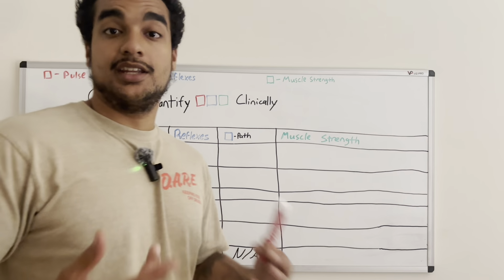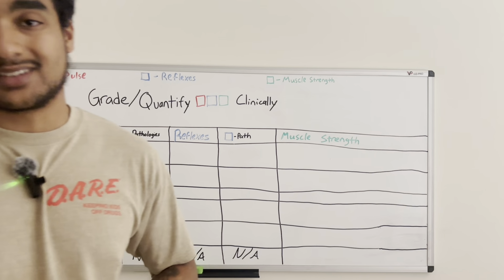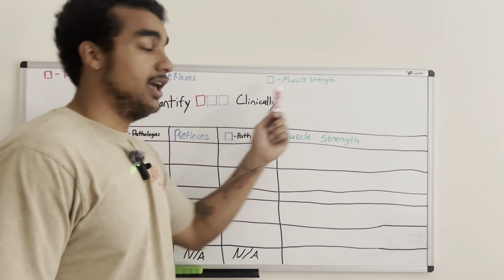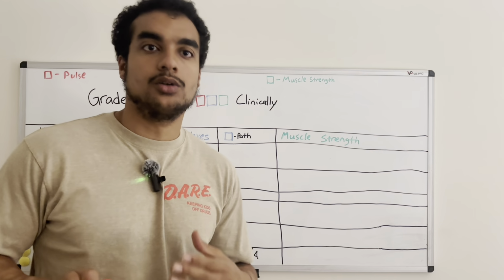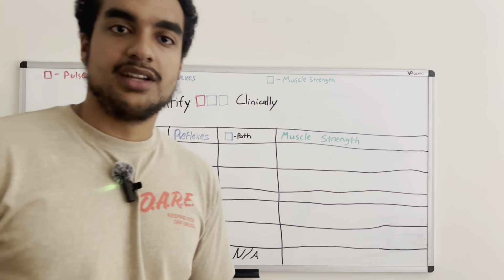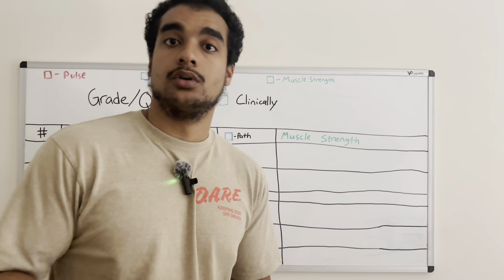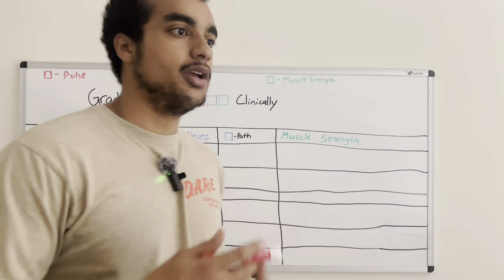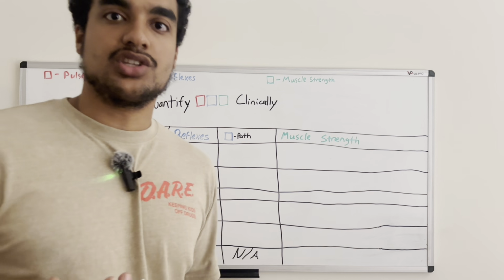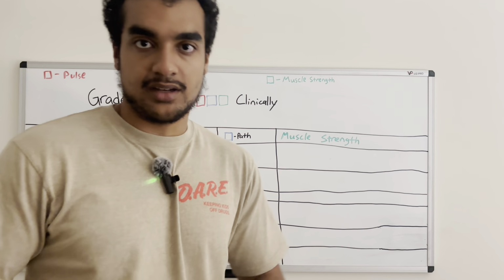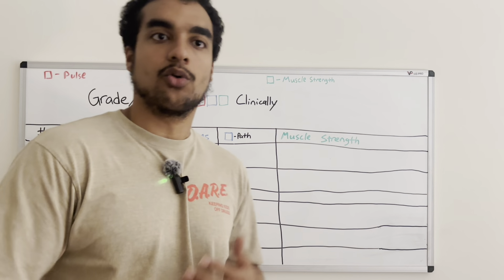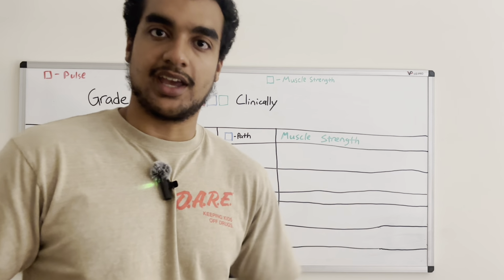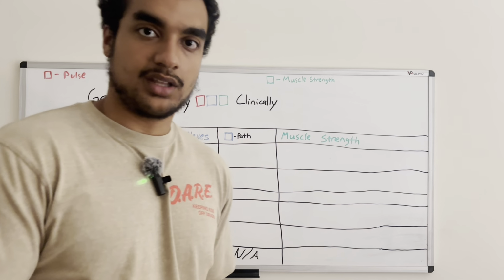Alright, so in this video, we're going to show you how to grade / quantify pulse, reflexes, as well as muscle strength clinically. So the reason we want to quantify it is to make it nice, short, and simple, right? Because the quality of a pulse, quality of a reflex, as well as muscle strength is just that. It's qualitative data, right? So we're trying to quantify it in order to make it easy, quick, fast for other physicians to look at and be like, okay, that's what's going on.